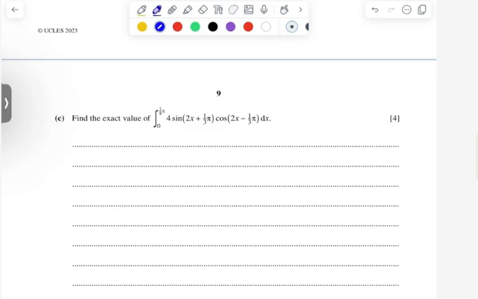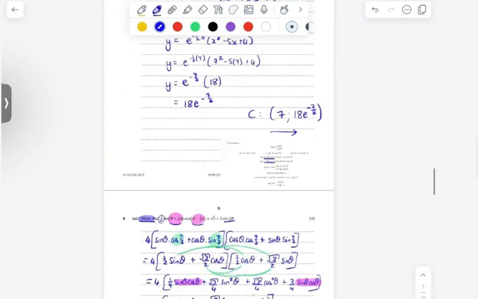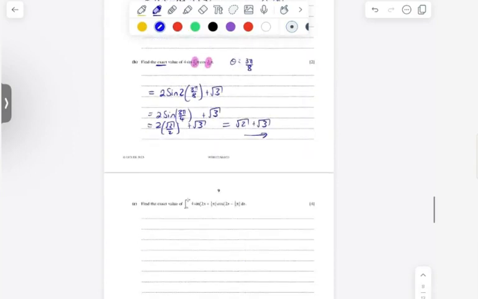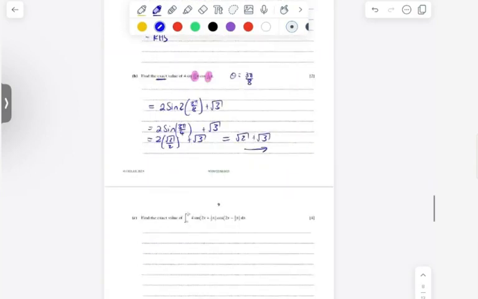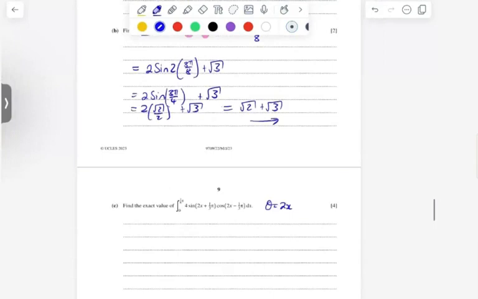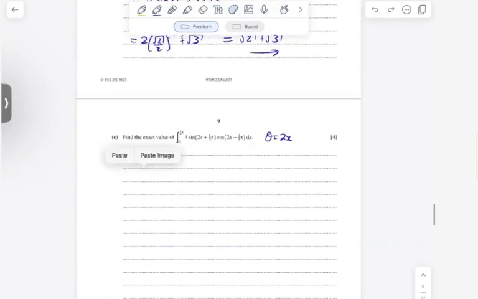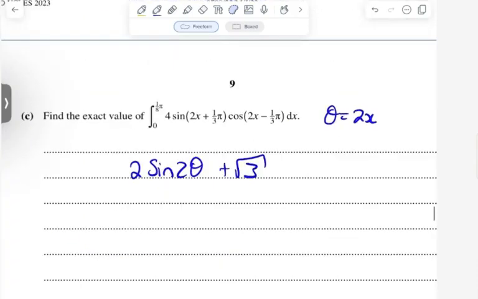Okay, then we're jumping right into part C. So this says integrate. It's a definite integral, and this also looks something like above. So we've got 4 sine and then 2x plus pi over 3 and 2x minus pi over 3. So in this case, we know that theta is equal to 2x. Okay, so you always want to look for the similarities, and how does this connect to our original identity? And then we're also going to just use our identity. It's most likely going to be needed.